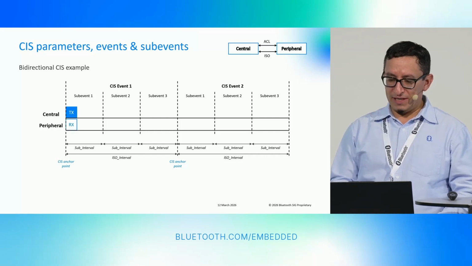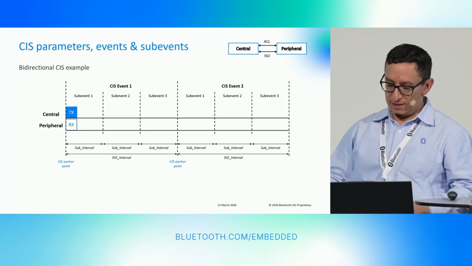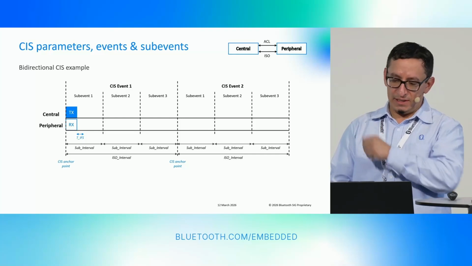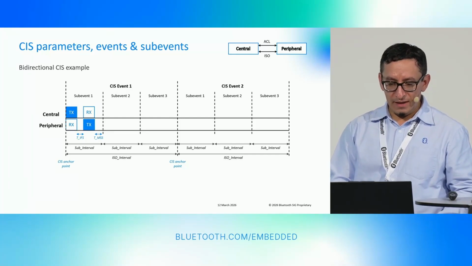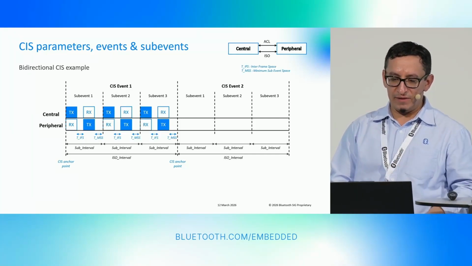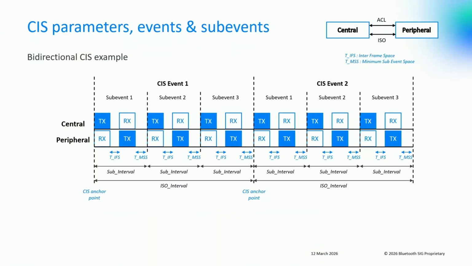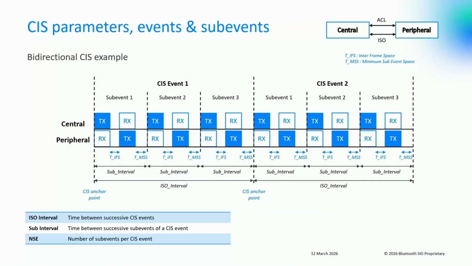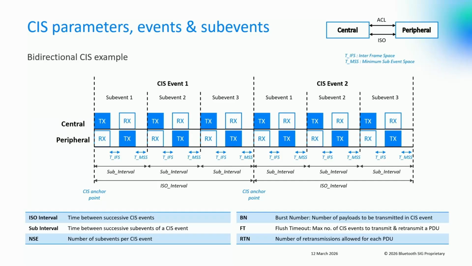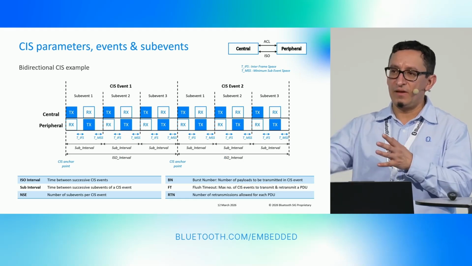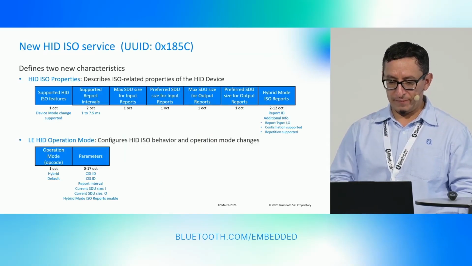Now, with all that, the first sub-event starts at the sys anchor point, and successive sub-events are spaced apart by the sub-interval. So this is the activity that starts happening in the different sub-events, and that's how you start moving information with the connected isochronous streams. The tables here at the bottom include or mention some parameters that are needed for the configuration of a connected isochronous stream, such as the number of sub-events, the burst number, the flush timeout, and number of retransmissions allowed. We're not going to go over all of these in detail, but just be aware that all this is needed for the configuration of ISO channels.